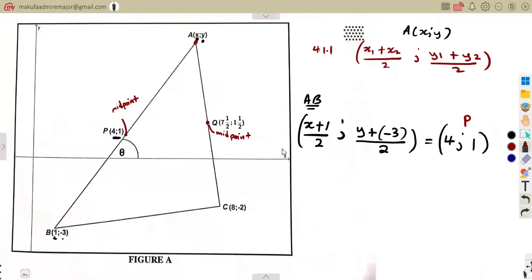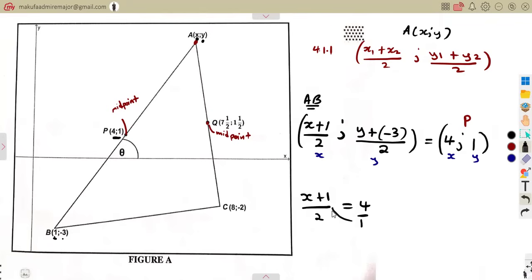So I want you to prove using the side of AC using Q as your midpoint. In this case, the X here has to be equal to the X. Remember, it's a point representing XY, so the part of X is equal to the part of X. So that's it: (X plus 1) over 2 is equal to 4. Therefore, you can solve for X.